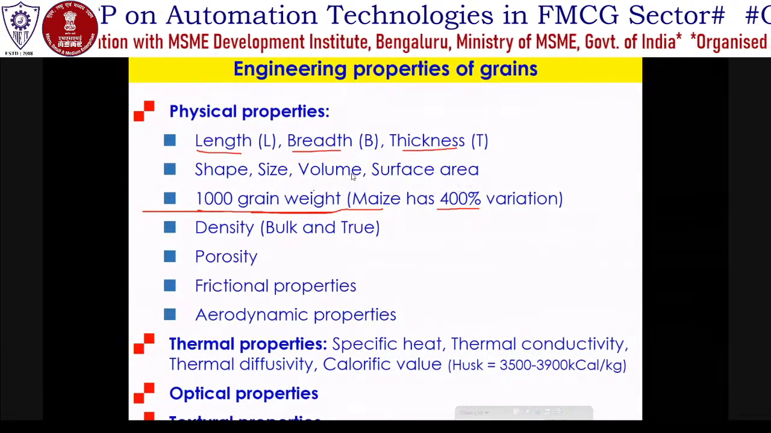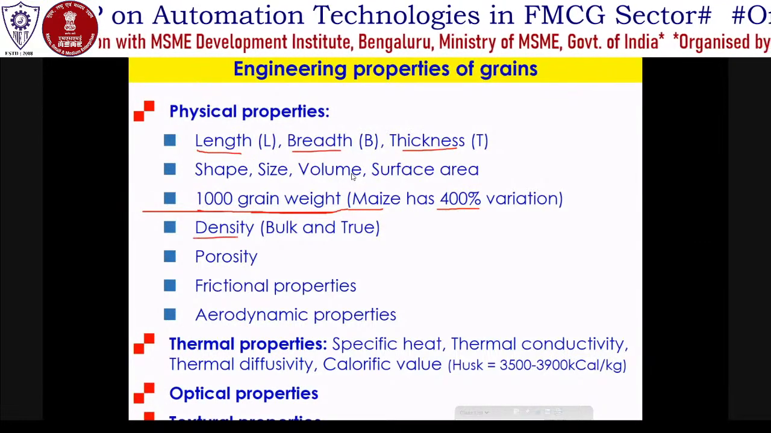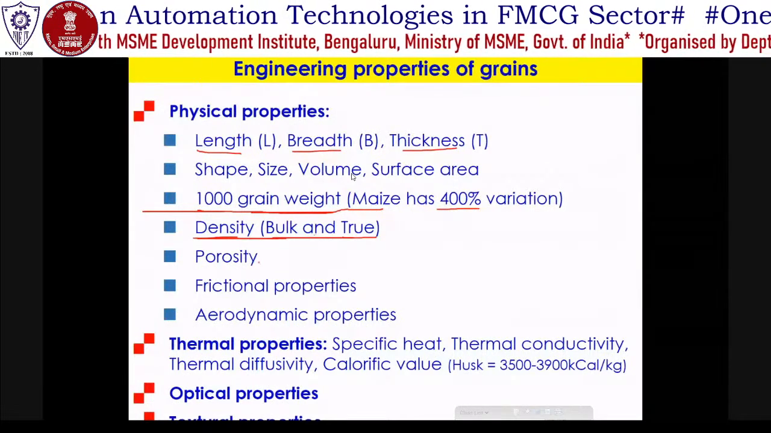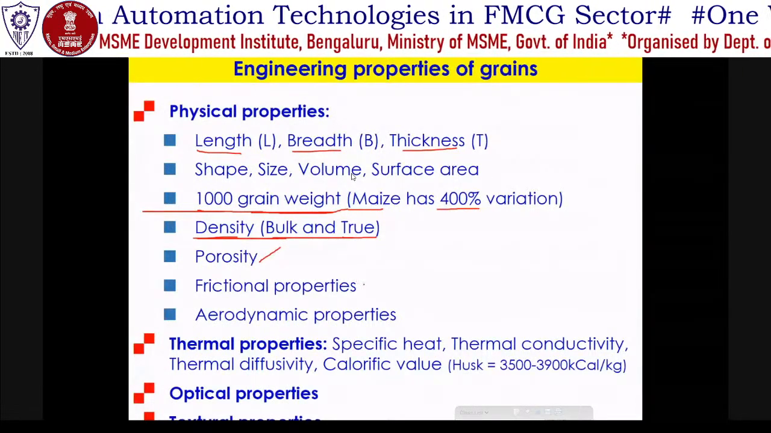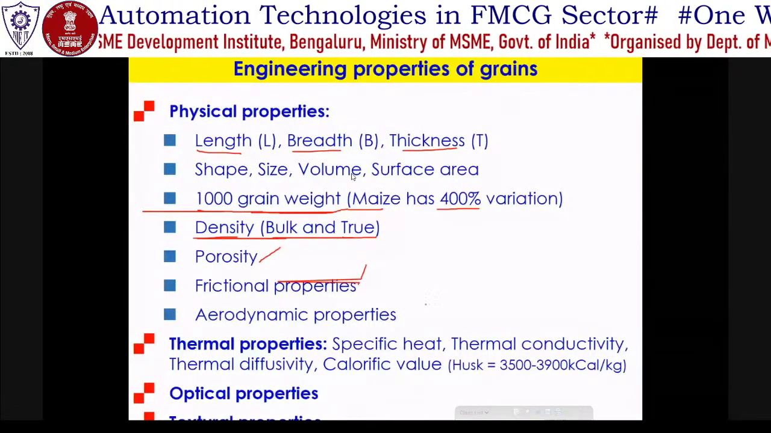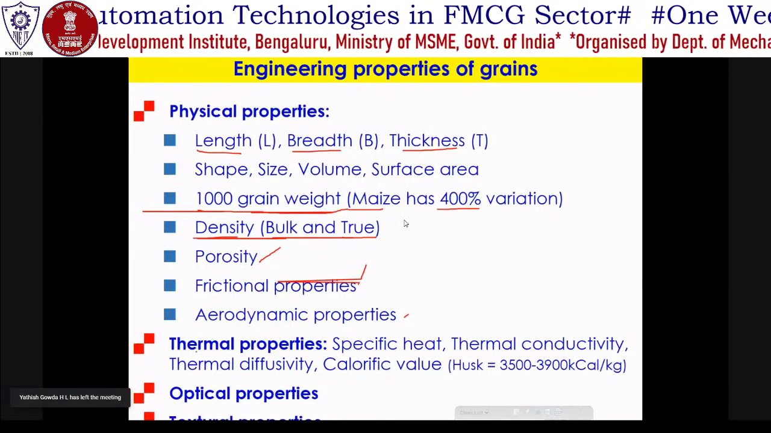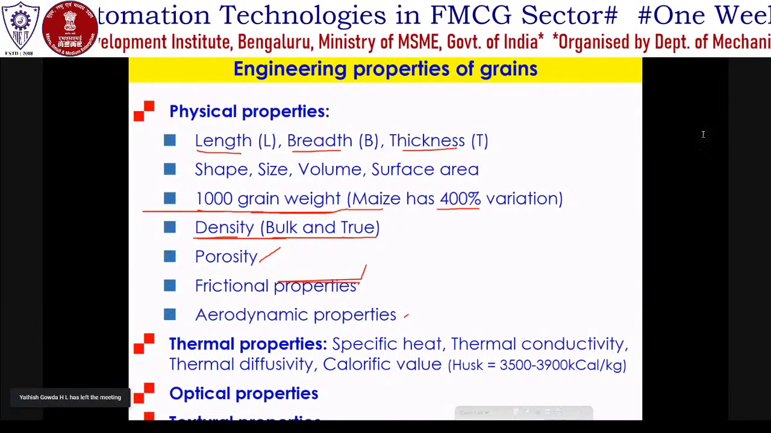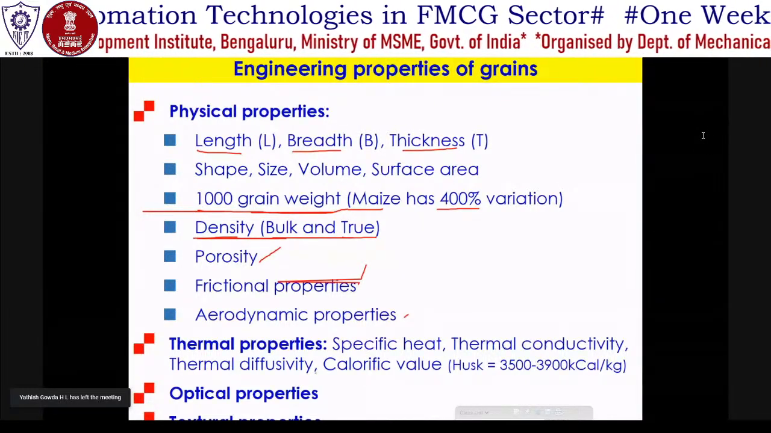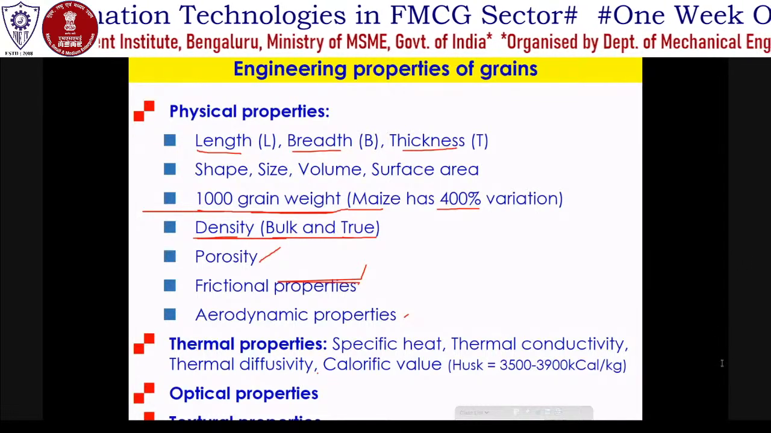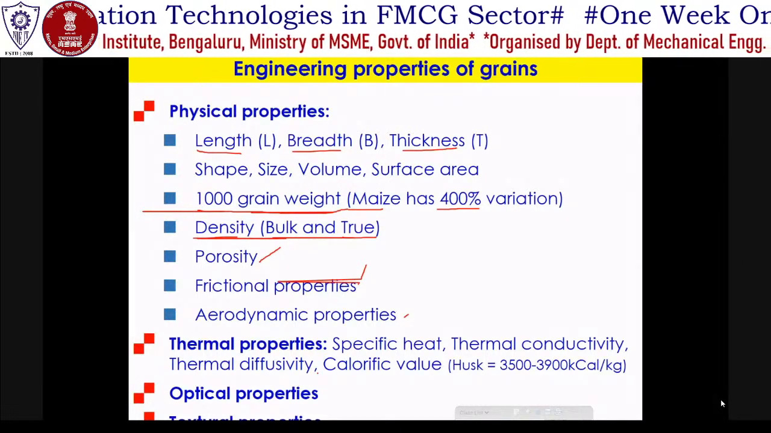Gone. So I need to know the density, I need to know the bulk density and the true density, and with that I will find out the porosity. I need to know the frictional properties. I need to know the aerodynamic properties. I need to know the thermal properties, for example, specific heat, thermal conductivity, thermal diffusivity of a grain. I'm not talking of metal or plastic, of each grain. I need to know that.